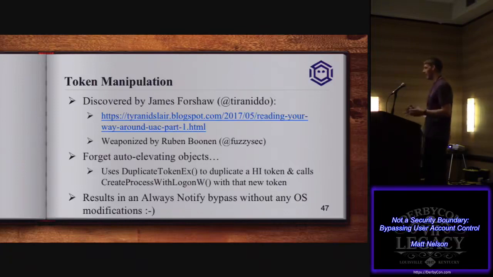Once you have that, you can call duplicate token EX, which will duplicate that token for you. And then you can do some SID stuff, and then lowering the token integrity level, and then filtering the token so that you can actually apply it. And then you call duplicate token EX on that new lowered and filtered token. And now that you've got that, you call create process with logon W, which is another API, which allows you to start a process with that token that you have just stolen from that other process, right? So that takes any process that has a token that is elevated, you can steal it and then start your own process with that token.